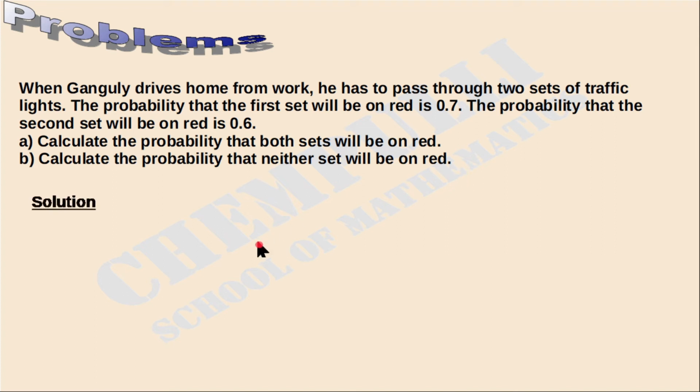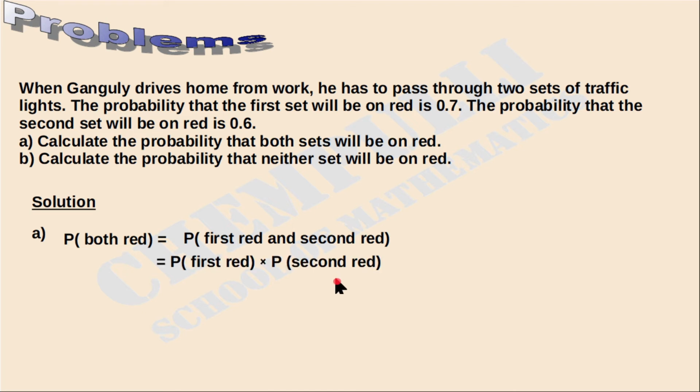That means the first one, question A, is both red. Both red means the first traffic light is red, and the second traffic light is also red. Now we know these two events are independent events. That means we can find the probability like this: probability of first red times probability of second red. What is the probability of first red? That is 0.7. What is the probability of second red? That is 0.6. So we write 0.7 times 0.6, and we get the answer 0.42.